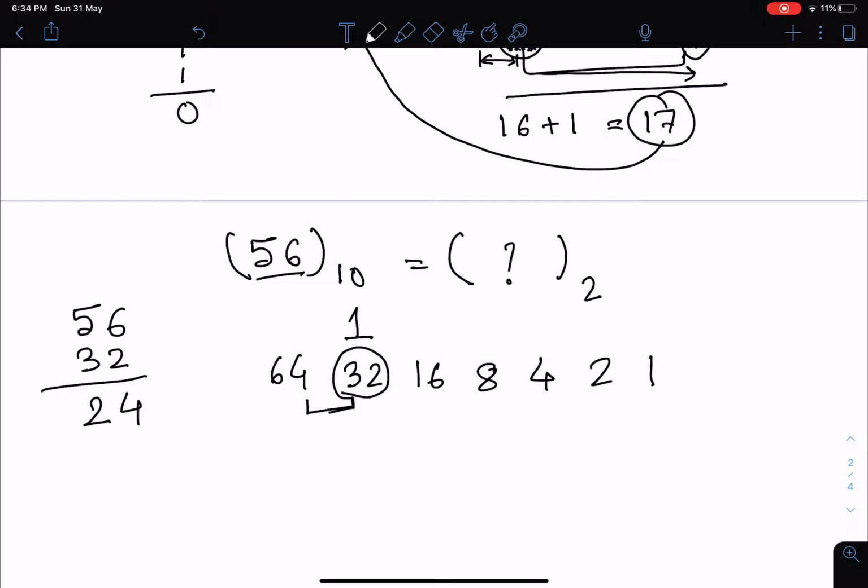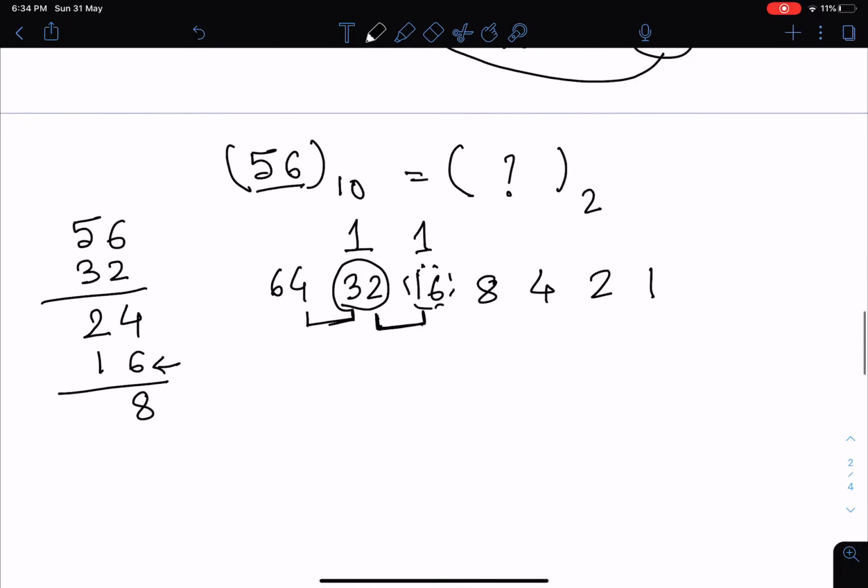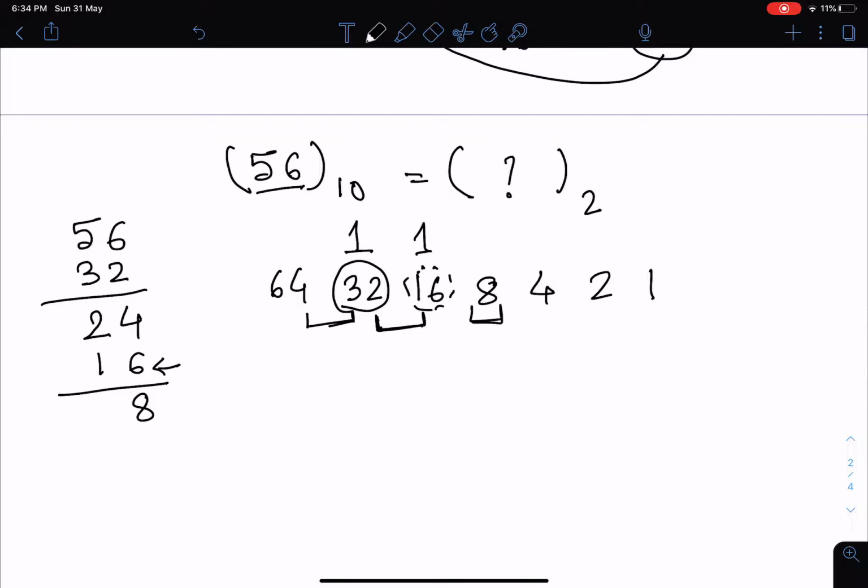Now 24 lies somewhere in this area, so we subtract the highest number we can, 16, and 8 remains. As we have subtracted 16, we put 1 on the head of 16. Now again 8 is the largest number we can subtract. We subtract 8 and get 0, so we write 1 on the top of 8. Now nothing is left, so we put 0 in all the other places. What we got is the binary formation of 56.